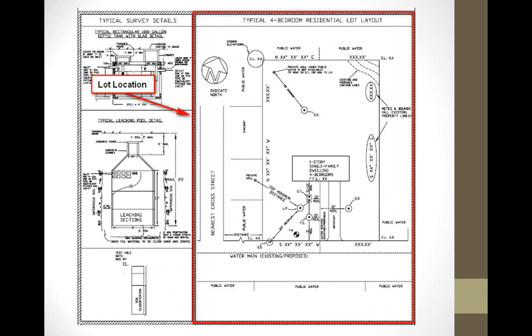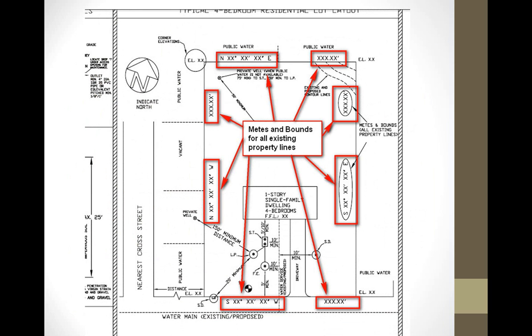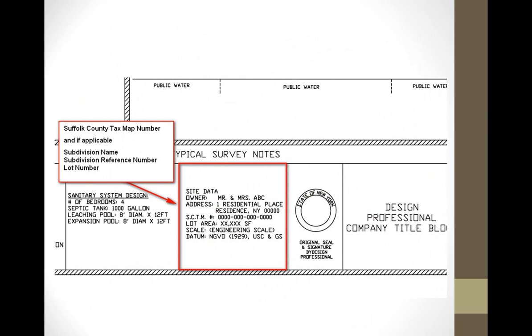First, clearly indicate the lot location, distance to nearest cross street, dimensions, meets, and bounds for all existing property lines. Show your Suffolk County tax map number and, if applicable, subdivision name, number, and lot number. Plan should also indicate the location of surface waters, such as a stream, river, or lake, ocean, or wetland within 300 feet of your plot.